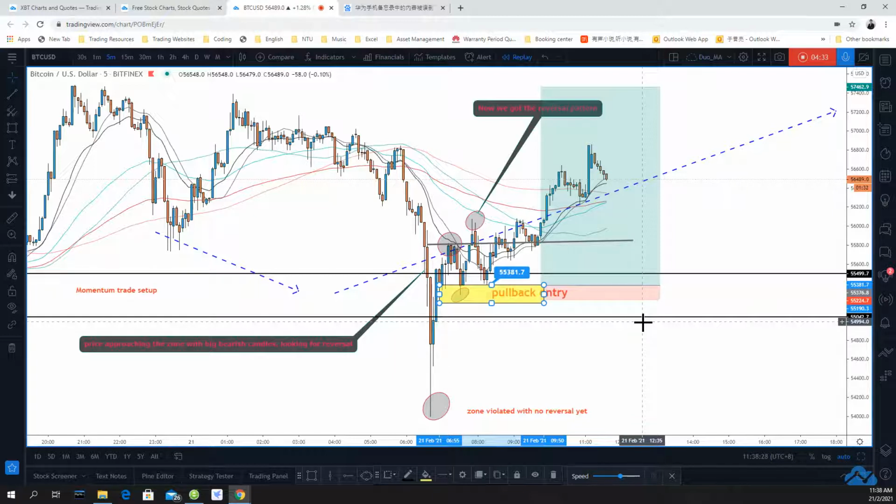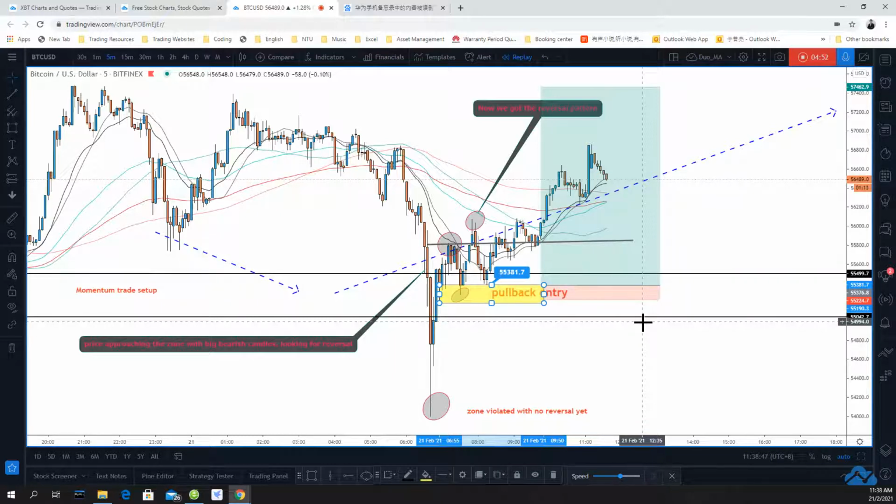Okay, so that is my core trading strategy here. It has nothing to do with supply and demand, but supply and demand helps me to identify the key zones, while the price action matters a lot. So just pay attention to the price action.